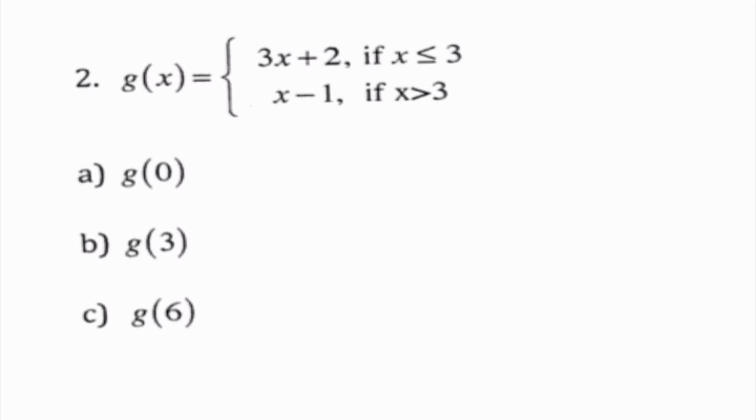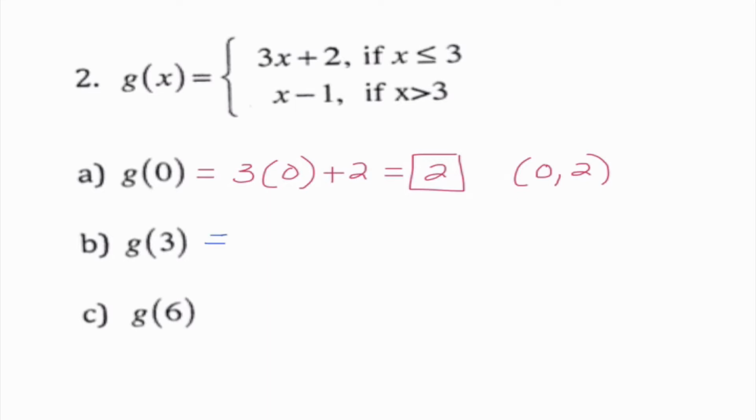Okay, so first of all, I need to determine, is 0 less than or equal to 3? Or is it greater than 3? We know it's less than or equal to. So I'm using that very first equation. So I would say 3 times 0 plus 2, which is 2. Which is like an ordered pair of 0, 2.